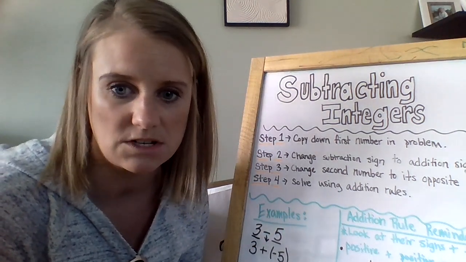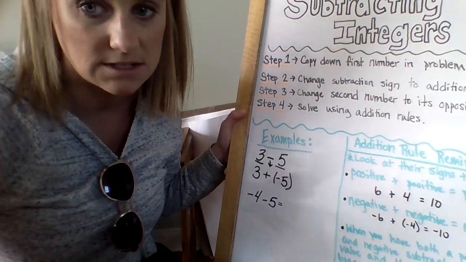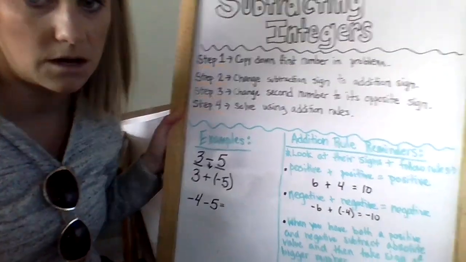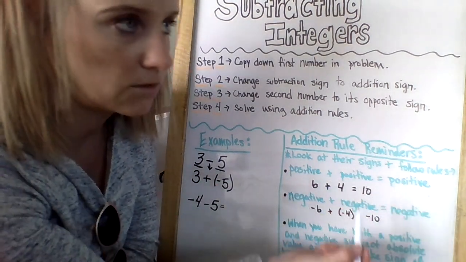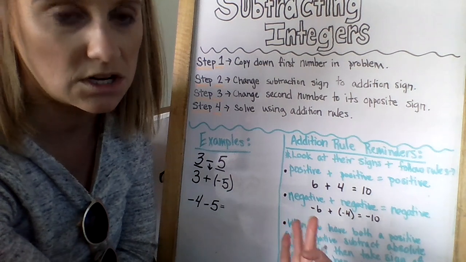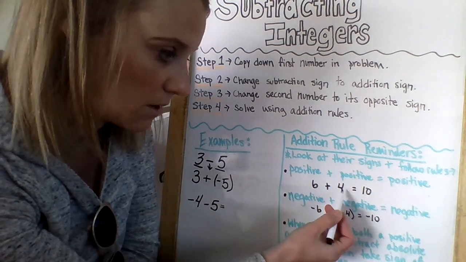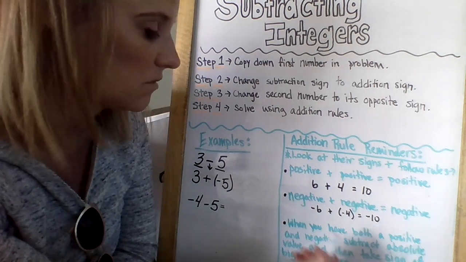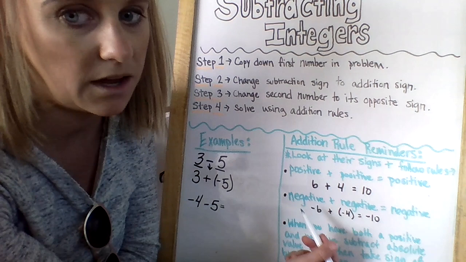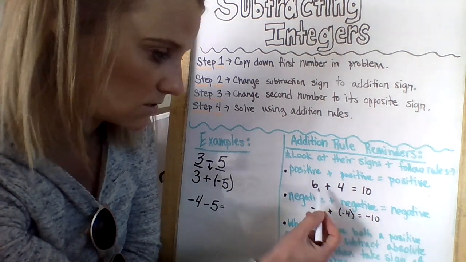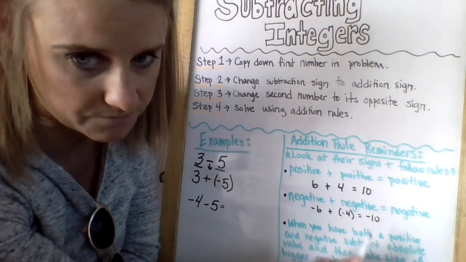So let's go over those addition rules really quickly, because if you don't remember how to do these, it's going to be a little difficult. So remember, you need to look at the signs and then follow the rules to go with each situation. If you have a positive and a positive, you're just going to simply add your two numbers and you get a positive answer. If you have a negative number and a negative number, again, simply add them and you get a negative answer. So 6 plus 4 equals 10, and negative 6 plus negative 4 equals negative 10.